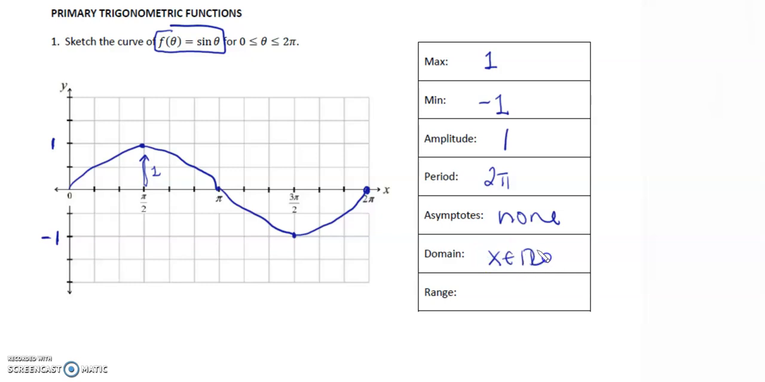The domain is x ∈ R because we go to the left forever. It continues to oscillate, and this is periodic. And we go to the right forever. Again, it continues to oscillate, and this is periodic. The range is going to be a mixture of the max and the min, from -1 to 1, and it includes those. You can write it like this, or you can write y ∈ R such that y is between -1 and 1.